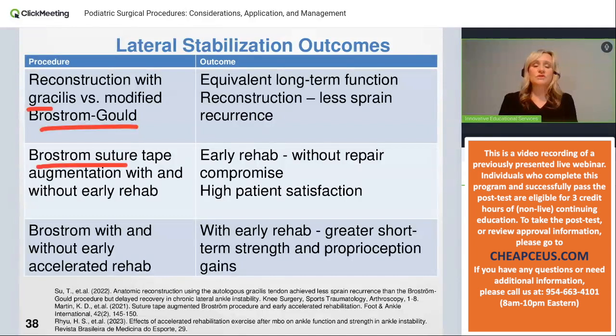Looking at the Broström procedure of sewing it back together and adding the tape in there, they did find, whether they did early rehab, they were able to control the mobility for the patient and not disrupt that repair for the patient. 96% of the patients within 6 weeks went on to doing single limb hopping. I will preface this with the cohort for this study were soldiers who were ages, what were their ages? 19 to 51. So they were high functioning individuals previously, but that really shows the benefit of that procedure.